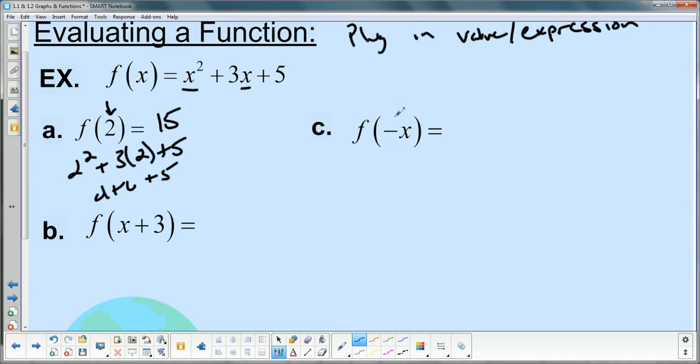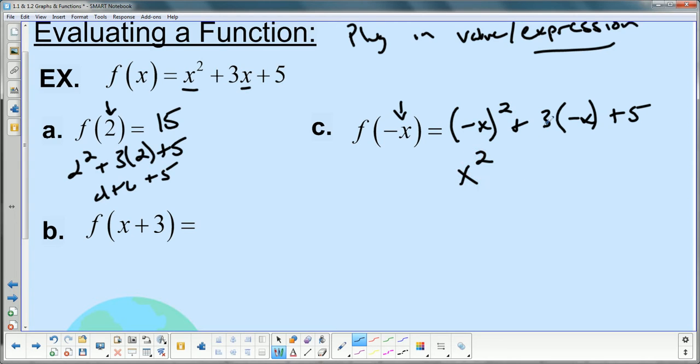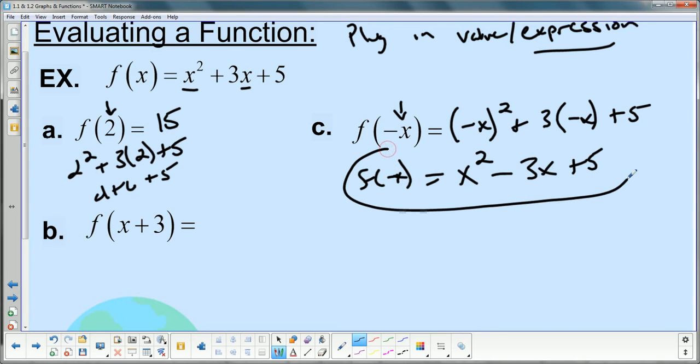And now it gets a little more complicated when we change it from a value to an expression. So here we're going to have a negative x squared plus 3 times a negative x plus 5. And then remember, anytime we square something, the negative sign disappears. So we could actually just call this x squared. And we're going to change our sign. 3 times negative x is like minus 3x plus 5. So f of negative x would equal x squared minus 3x plus 5.